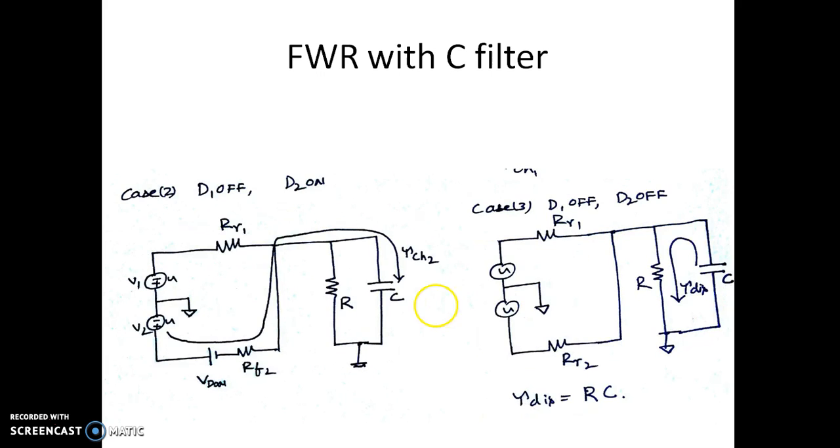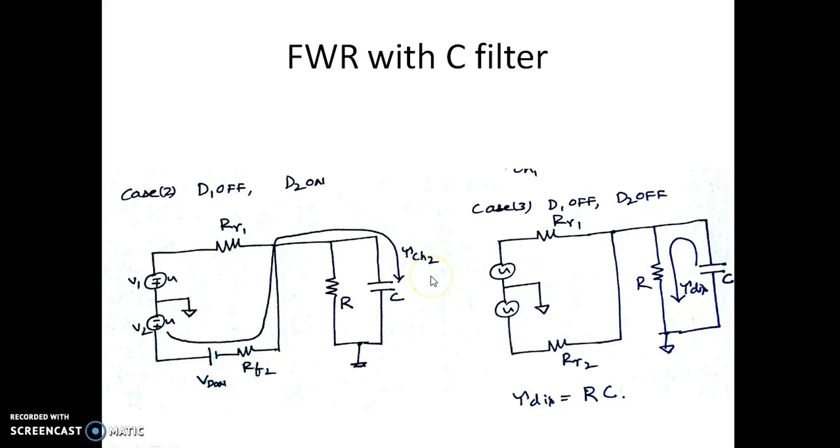Let us see case 2 where D1 is off, and now D2 is on. When D2 is on, the capacitor is charging again through diode D2 having a forward resistance of RF2 and the capacitance C. The charging time constant tau charge 2 happens to be RF2 into C.